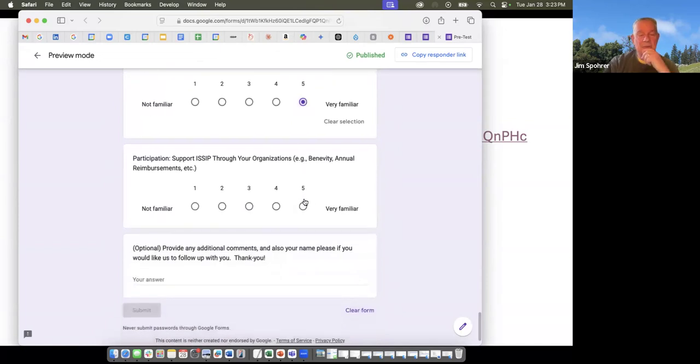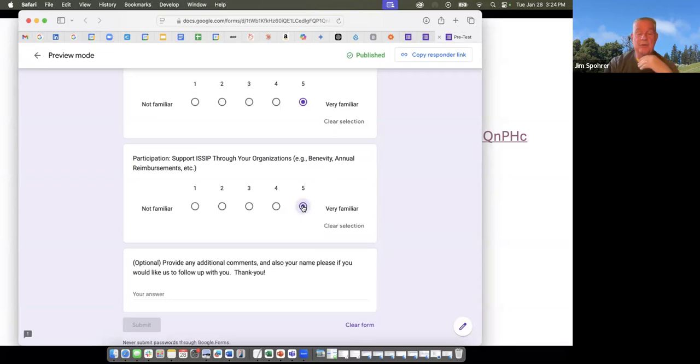Participation in ISSIP through organizations like Benevity, annual reimbursements. Now, if I was still at IBM, I could do that, but since I'm not, I can't do that. Benevity allows ISSIP volunteers to log their hours, and then the company they work for will make like a $10 or $15 donation per hour. And that's one way that ISSIP gets the income it needs to continue operations. And I administer the Benevity account for ISSIP, so I'm very familiar with that.